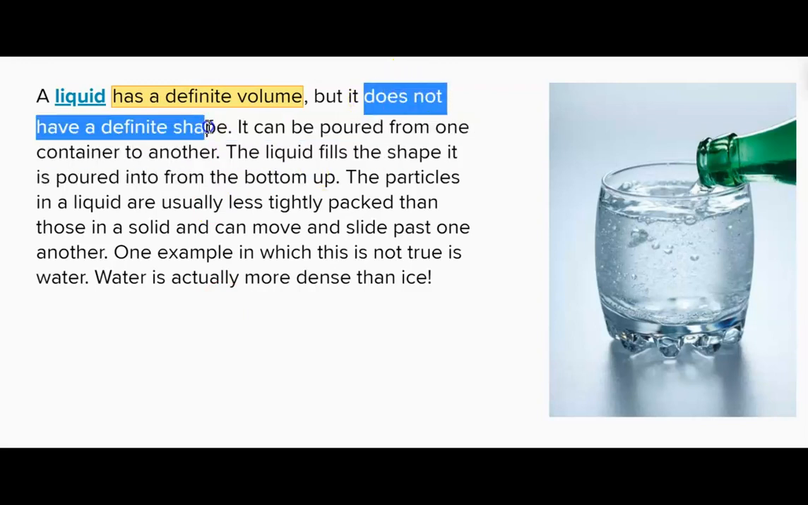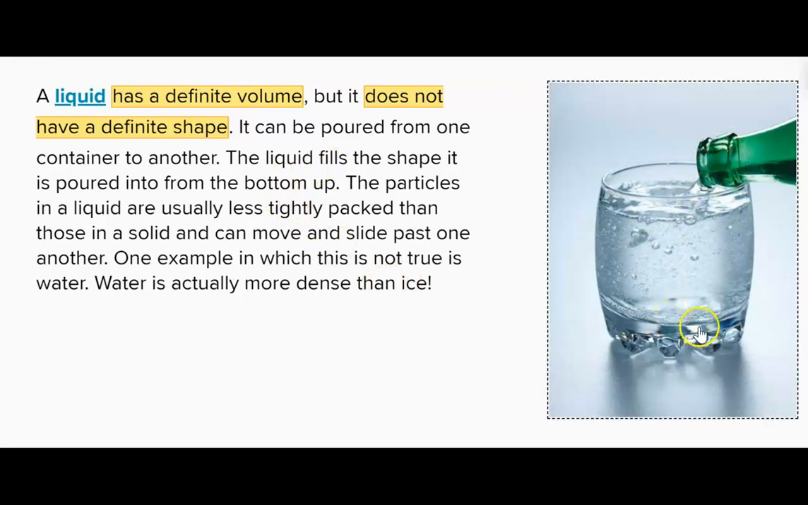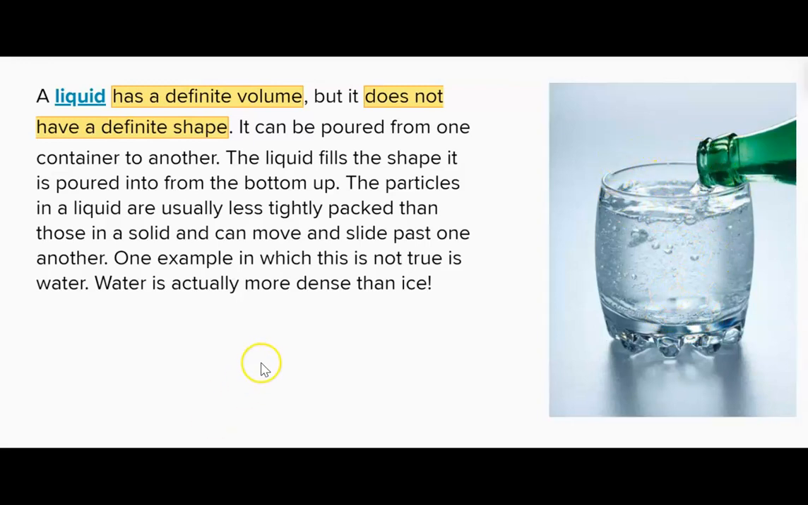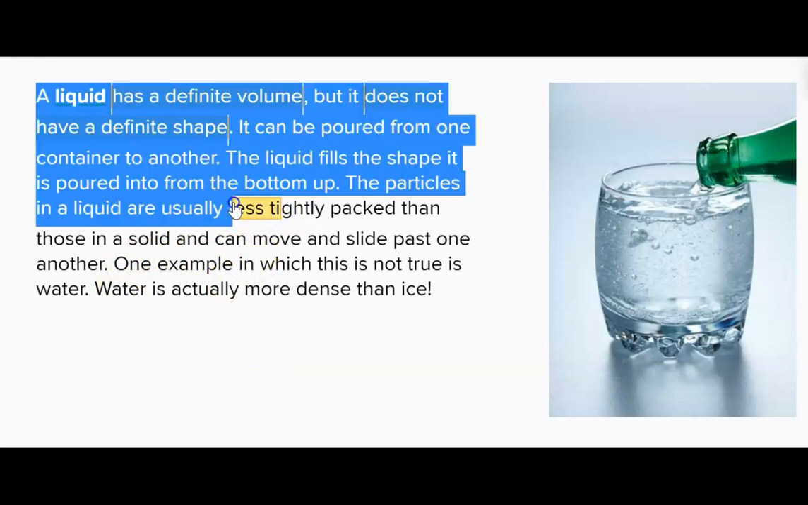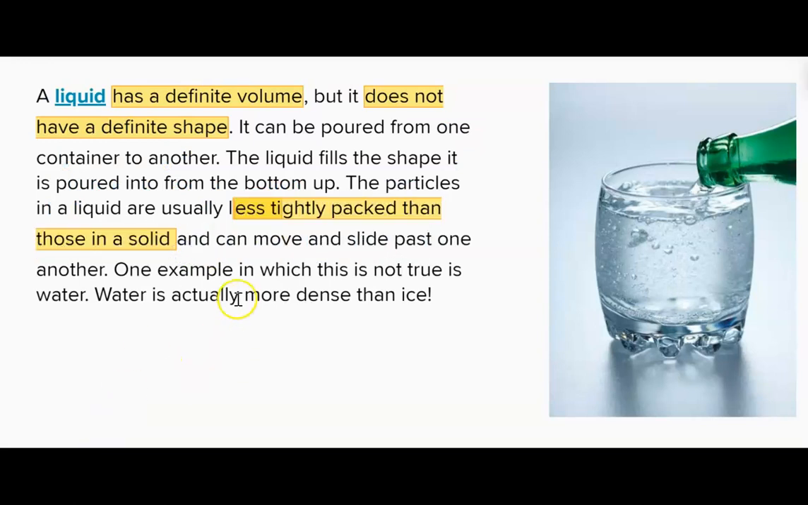Highlight: does not have definite shape. It can be poured from one container to another easily. The liquid fills the shape it is poured into from the bottom up. So when you pour this 7-Up inside the glass, it will start filling from down to up until it reaches the top of the glass. The particles in a liquid are usually less tightly packed than solid, highlight less tightly packed, this is important, and they can move.